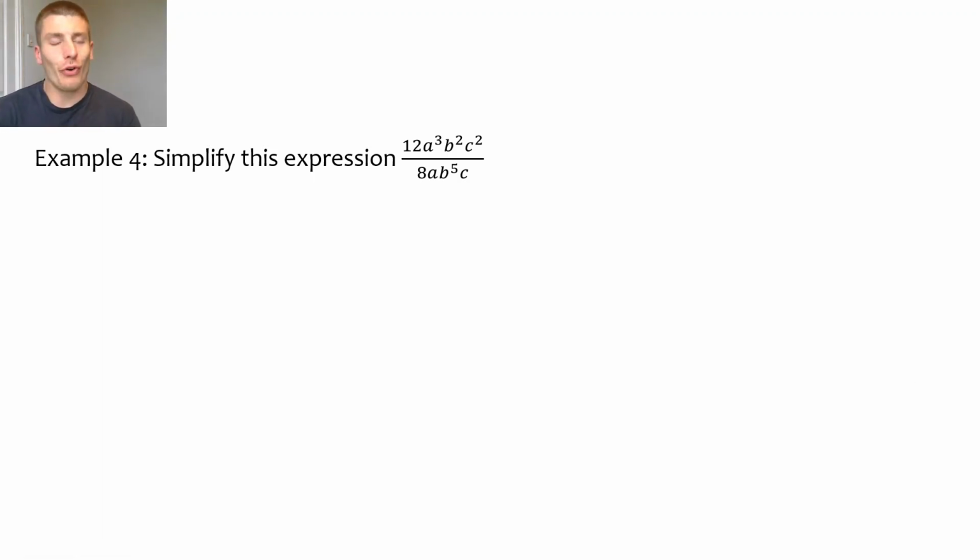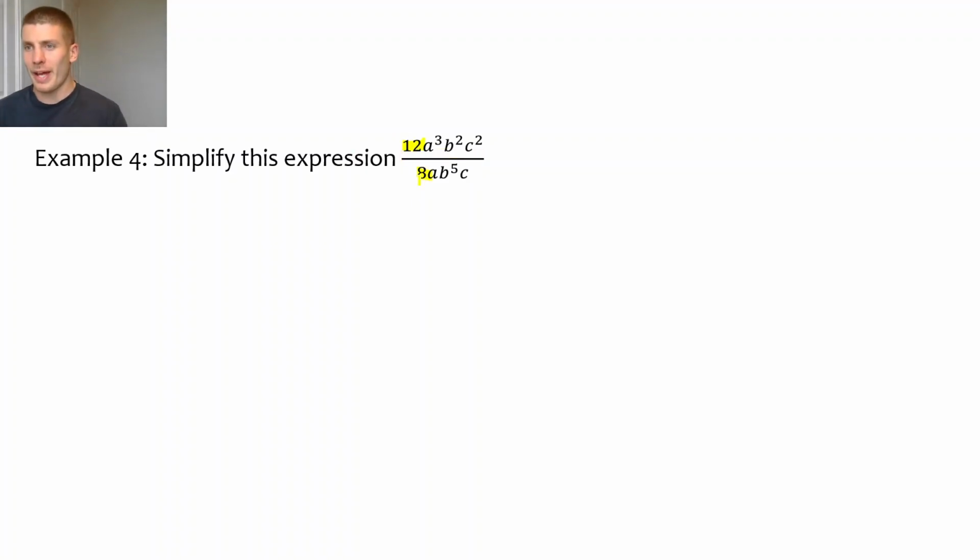Okay, on to example 4, which is to simplify this time this division, which is similar to the previous one, but we're now dividing our numbers and the variables. So let's go and do that. We're going to begin by looking at the 12 and the 8. So we can do 12 divided by 8. So this means divide by 8.